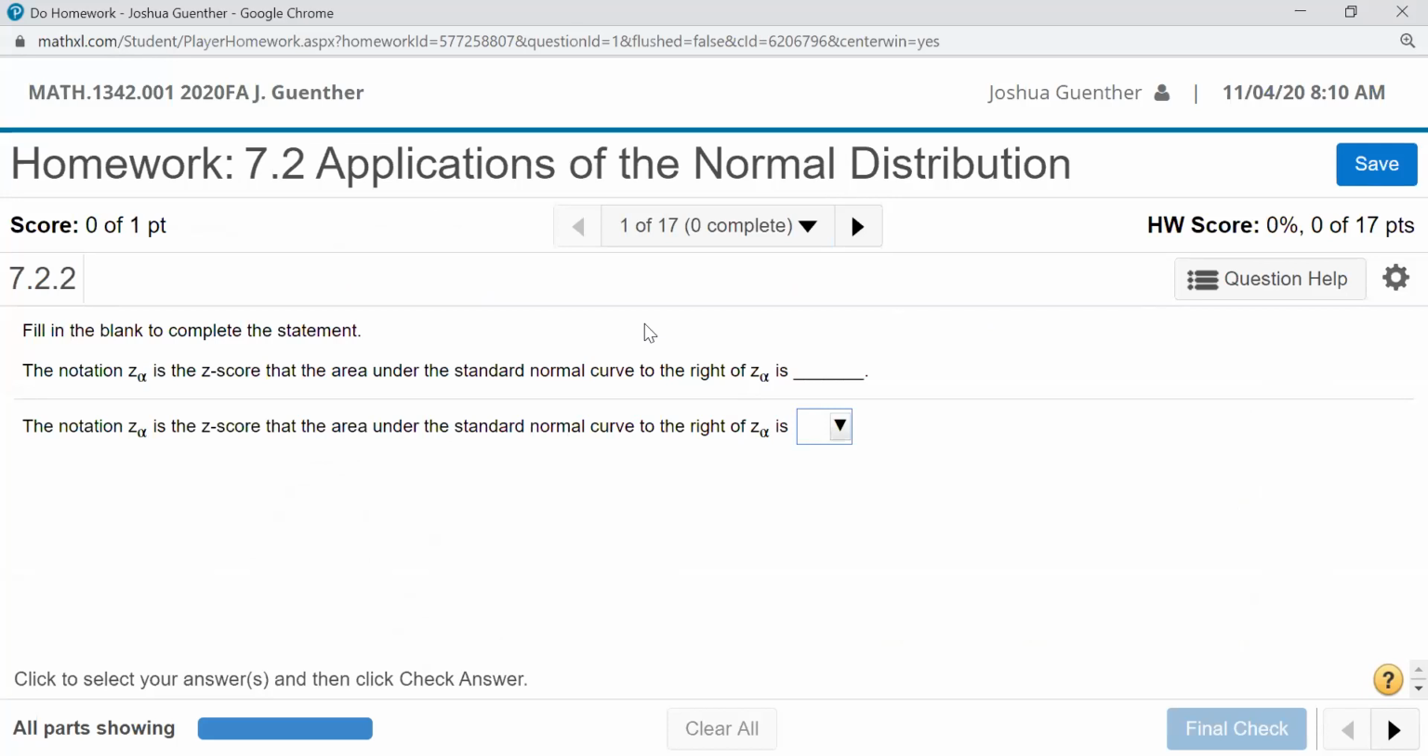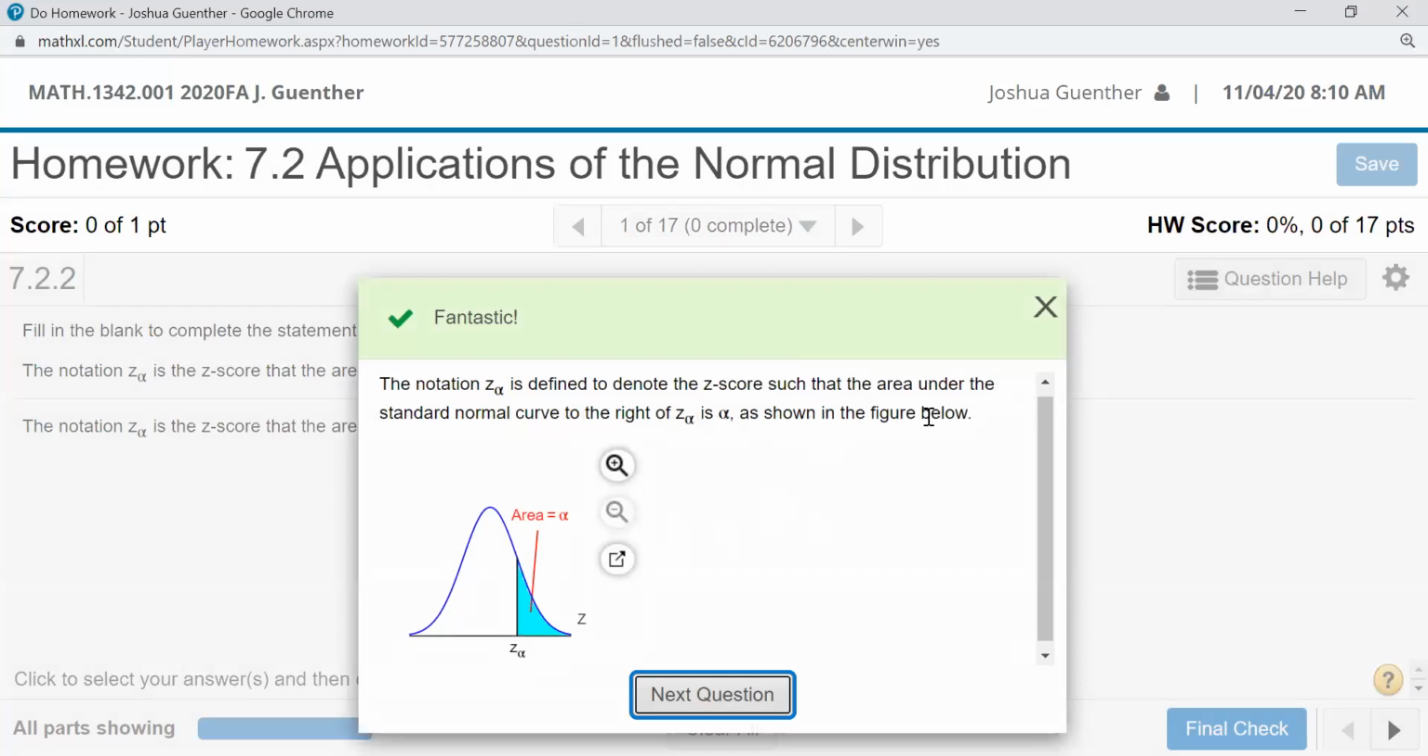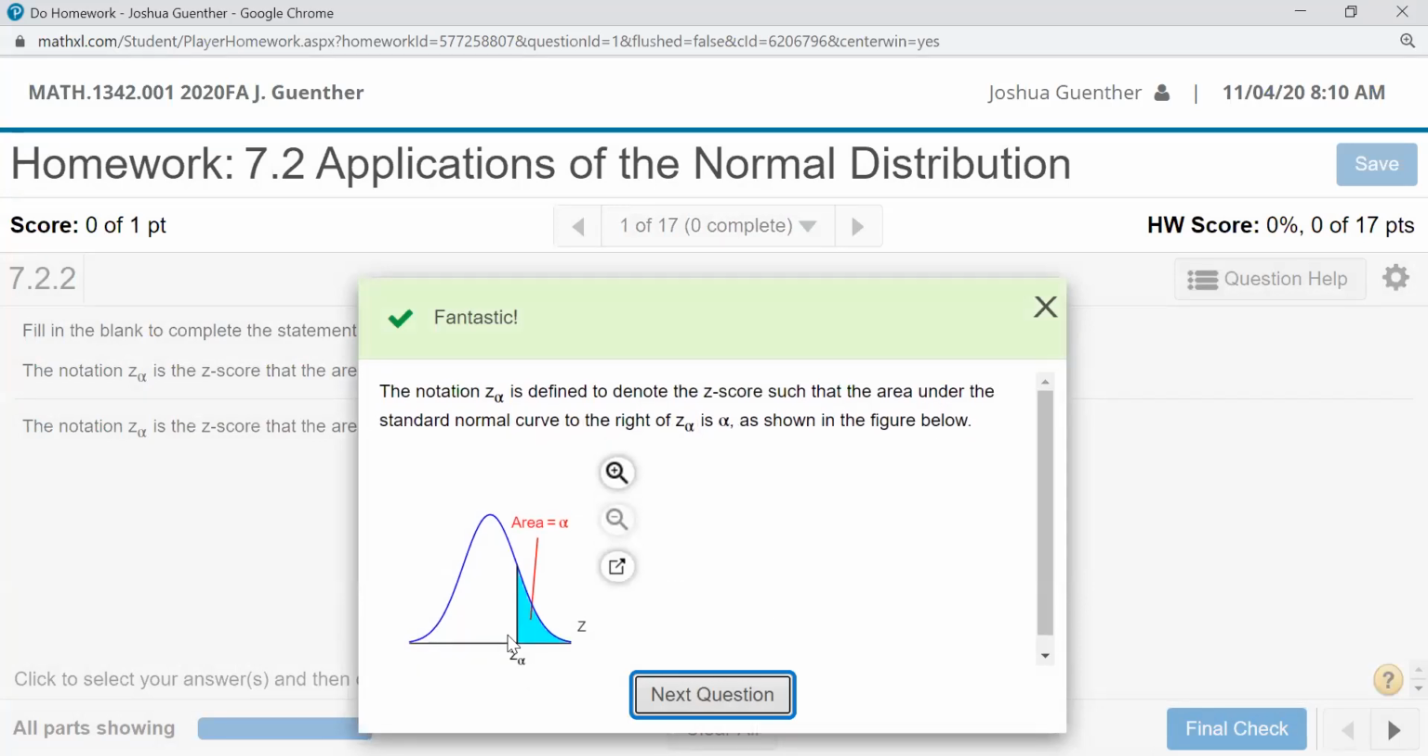So if you want, you can even open up your homework assignment and work it here with me for section 7.2. The notation z sub alpha, where alpha is a subscript, is the z-score for which the area under the normal curve to the right of z sub alpha is alpha. So this is the z-score that has an area underneath the curve to the right of it of whatever you want, alpha.